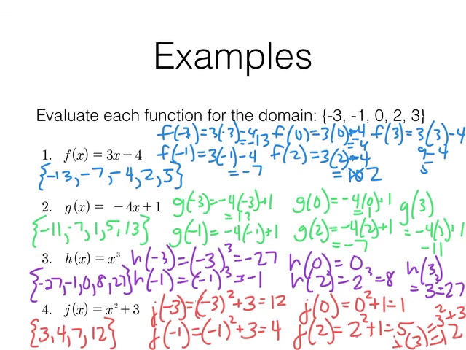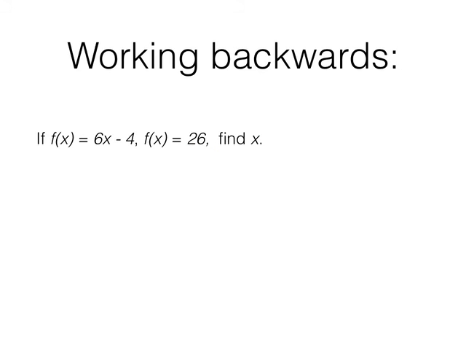One last example. Okay, how about working backwards? Say that they give us f of x equals 6x minus 4, and they say the f of x for some value of x is 26. Find x. Well, we can do that really easily. All we're going to do is take that f of x equals 26, and plug that in and make an equation.